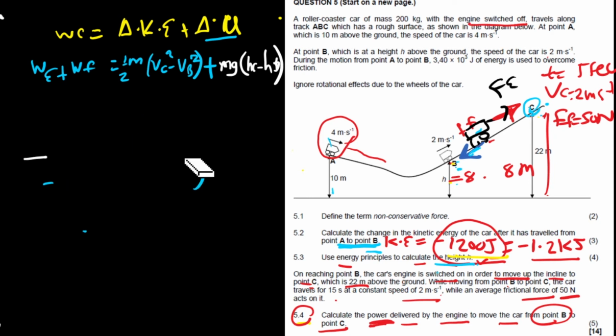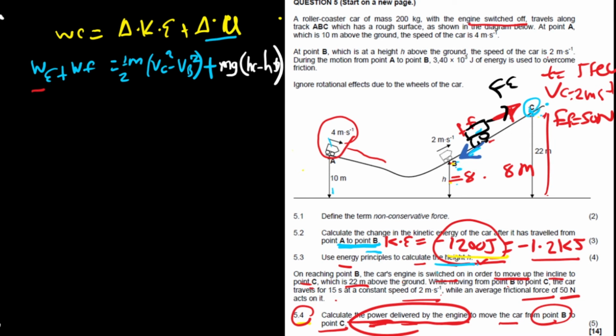So now we can substitute everything we have. Let me find the work done by the engine first, because if I get the work done by the engine, it will be easier to get the power by the engine. So I'm looking for this now.